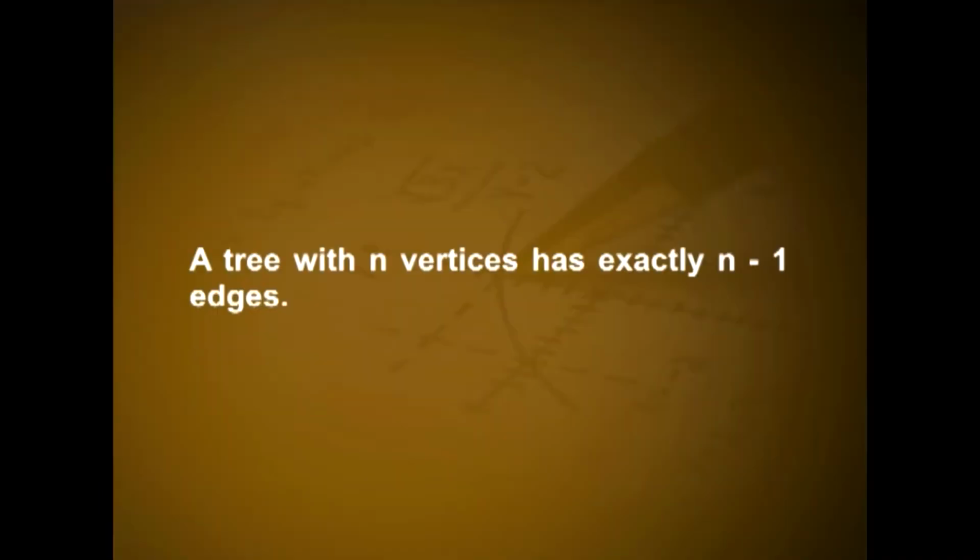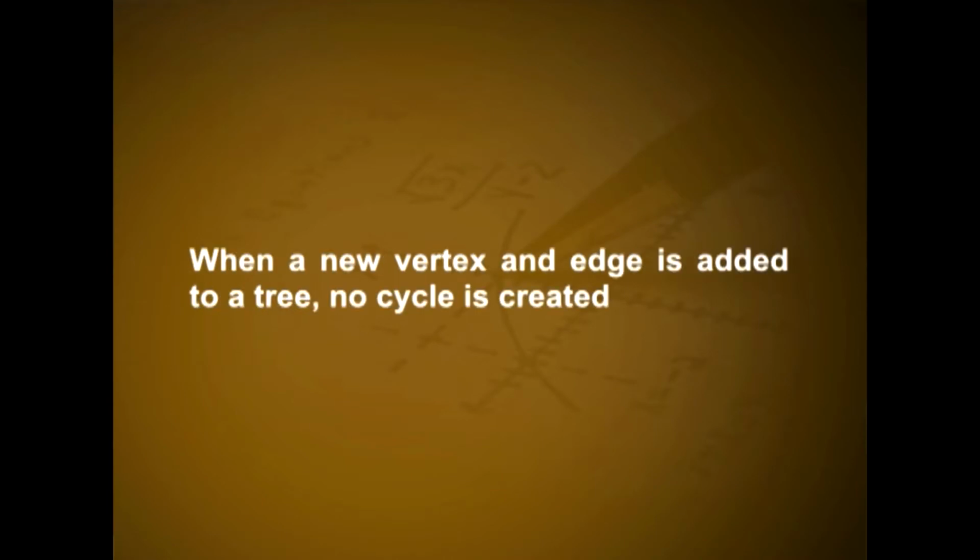Trees have a number of special properties as follows. It is obvious from the constructive process of building all possible trees step by step from the simplest tree, one vertex and no edges, that a tree with n vertices has exactly n minus 1 edges. When a new vertex and edge is added to a tree, no cycle is created, since the new edge joins an existing vertex to a new vertex and the tree remains connected.